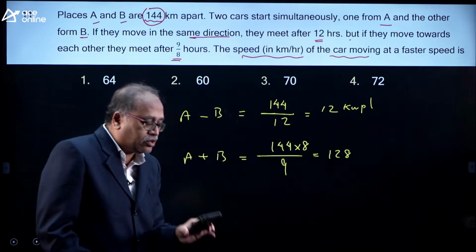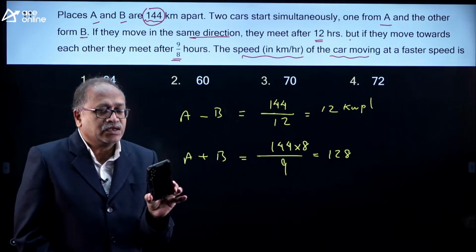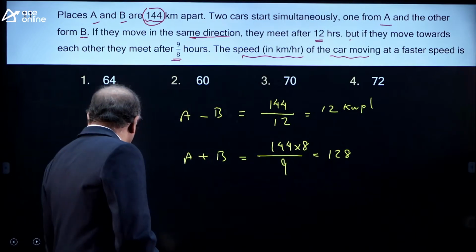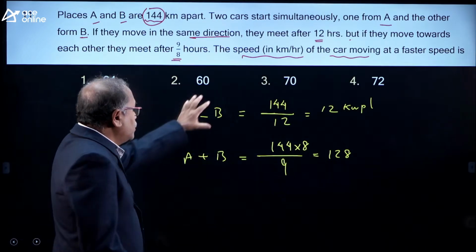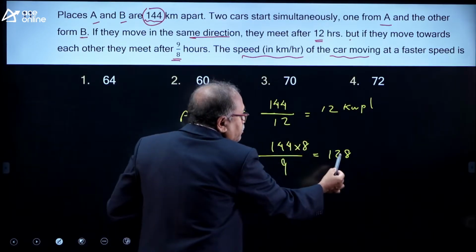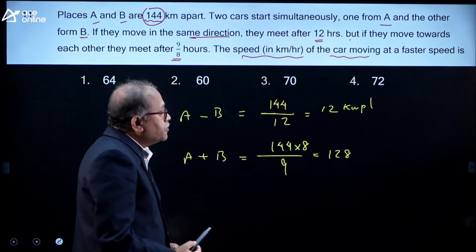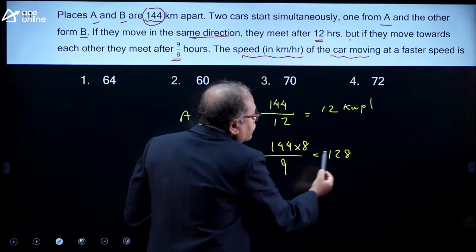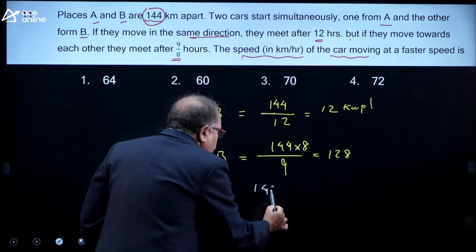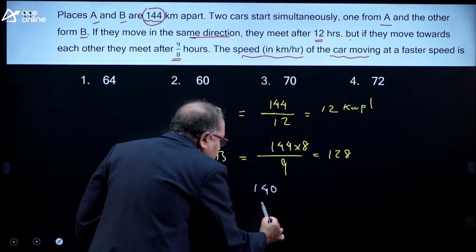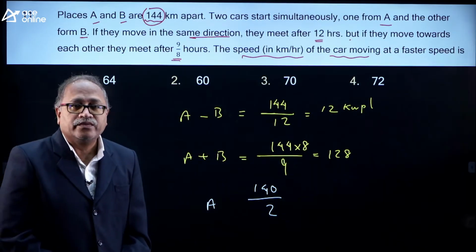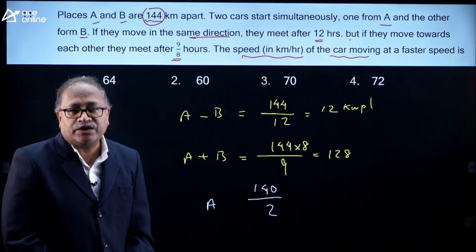Now, I know A minus B and A plus B. So, shrouded one, Naidu, you can respond now. Let me see what happens when you add these two. The B will get cancelled. 2A is equal to 12 plus 128, that is 140. 2A is equal to 140, then what is A? A is equal to 140 divided by 2, and that comes to 70 kilometer per hour.